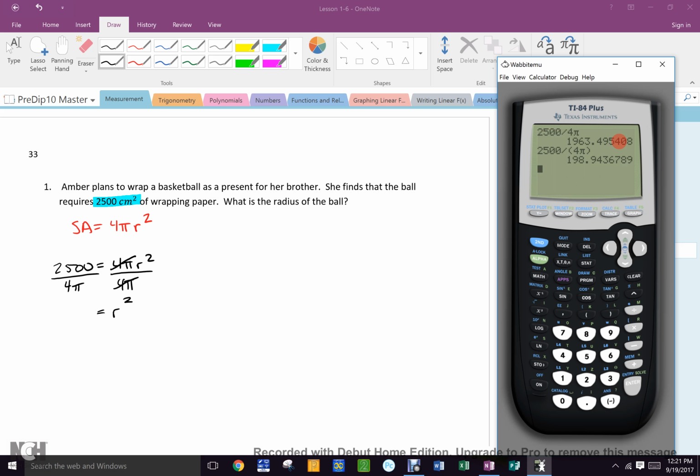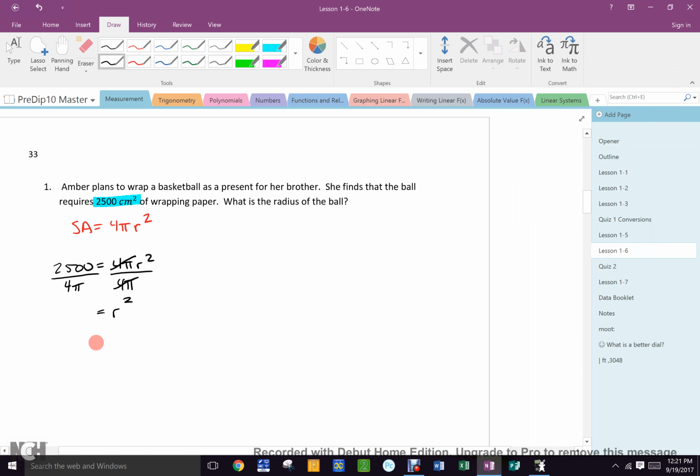The thing I'm trying to say here is we also then would need to square root that answer, right? So I can also square root that answer.